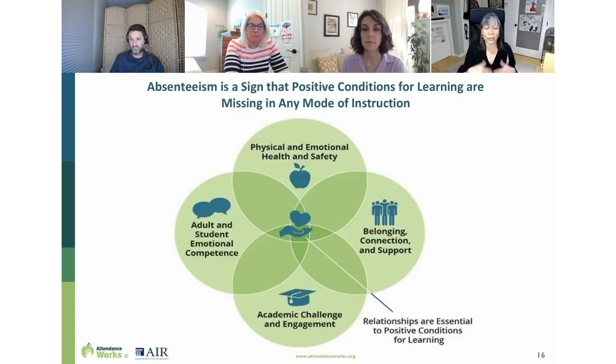What we know, and what you want to think about with this data, is that when you see absenteeism, it's a sign that positive conditions for learning might be missing. Kids come to school when they feel physically, emotionally healthy and safe, when they feel a sense of belonging, connection, support, when they feel academic challenge and engagement, when they're surrounded by adults and peers who have the emotional competence to support this. And if they aren't coming to school, it's a real sign that one or more of these conditions might not be in place.